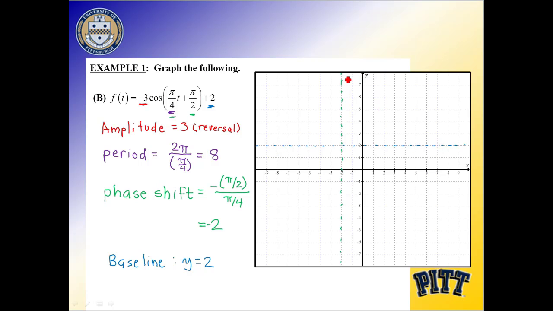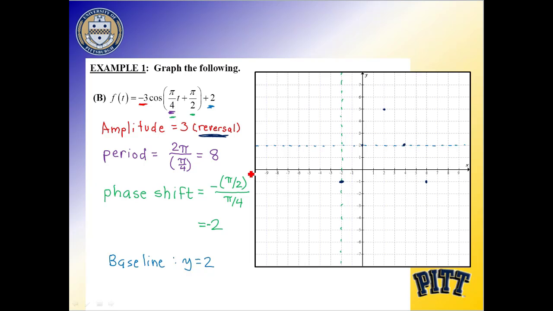Now, I mentioned that reversal before because the cosine usually starts at its highest point. Because I have a reversal, I'm going to start at its lowest point. And the lowest point, because I have an amplitude of 3, should be 3 units below the baseline. So that's the starting point. When I complete one full cycle, which in this case would be moving 8 units to the right, I should return back to this same y value.